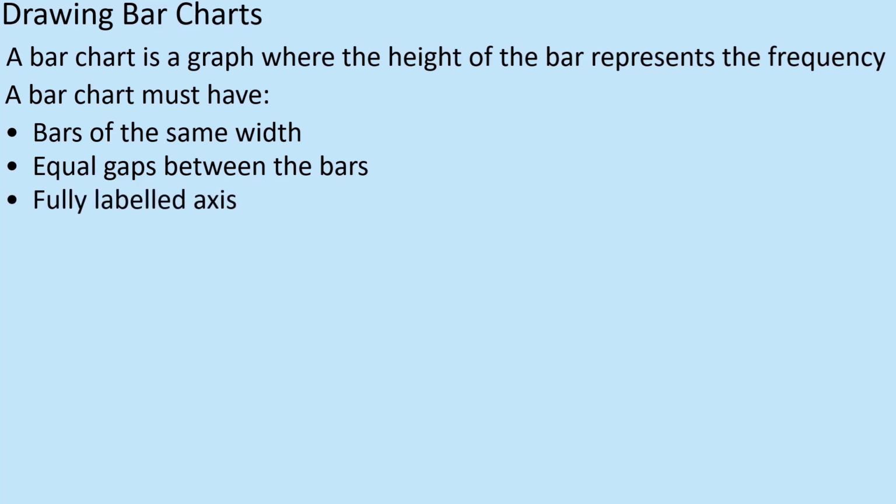Okay, so back to our bar chart. So we need a fully labelled axis, both horizontal and vertical. The vertical one is called the y-axis, the horizontal one is called the x-axis. So for the frequency, again, we're talking about the height of the bar representing the frequency, so that tends to be done on the y-axis, pretty much always.